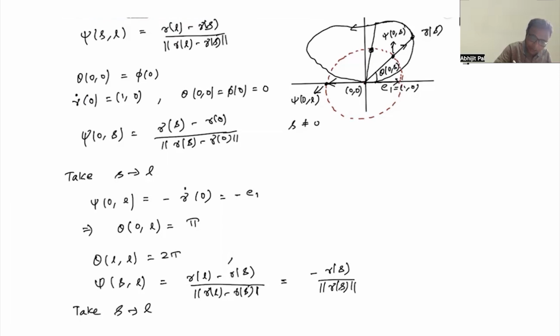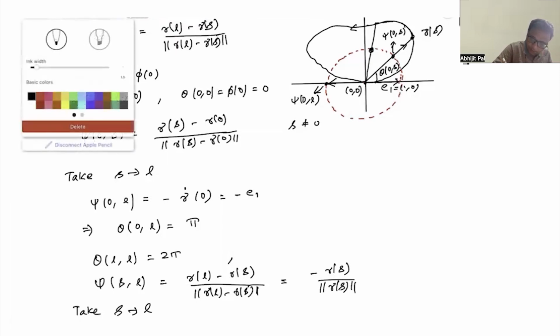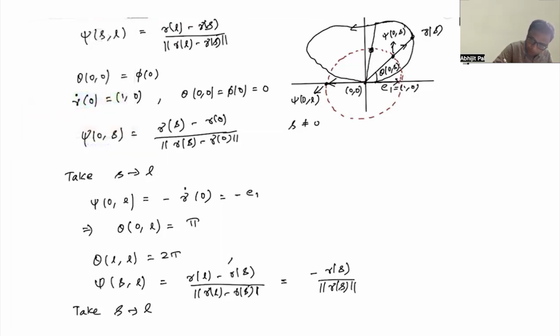Now what we are getting here are these vectors. So this is my psi s comma L. This implies that theta L comma L is equal to 2 pi.